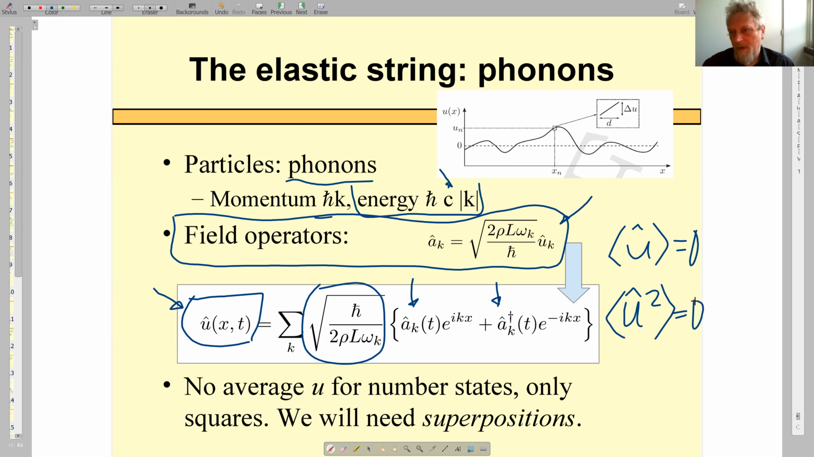Good. Suppose we want to get a state where the displacement is not zero. Then we cannot just take a number state. We need to do something more complex. We need to make superpositions of states with different numbers of particles, with different numbers of excitations. Good. That was about the elastic string.